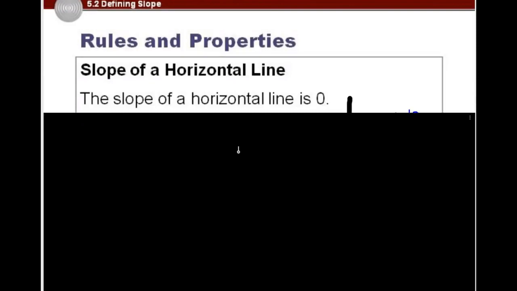Remember that we said last week, the slope of a horizontal line is 0. Anybody remember what the equation of a horizontal line would look like? Go ahead, Zoe, try it.